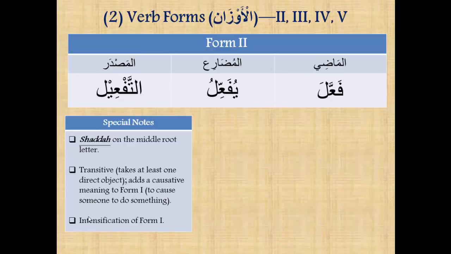In some cases, form 2 can also be an intensification of form 1. For example, qatala yaqtul means to kill, to murder in form 1. Form 2, qattala yuqattilu at-taqtil, is an intensification of that, and that means to massacre. So qattala actually means to massacre.